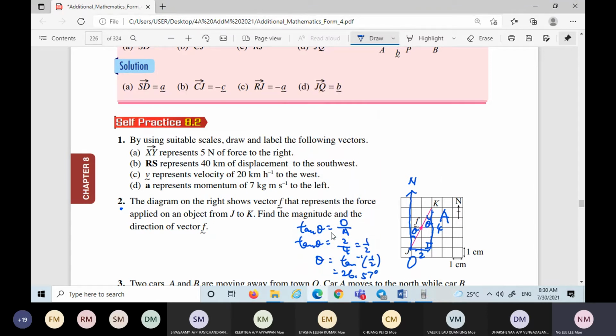Then when you want to state the bearing, bearing is always 3 digits. So if this is only 26, you have to state it this way: 026.57 for the direction, then everyone will understand. This is the bearing style. So this is the direction that you have to state. Then the magnitude you find by yourself using the Pythagoras theorem. So this question you have to do first. We come back to example 4.